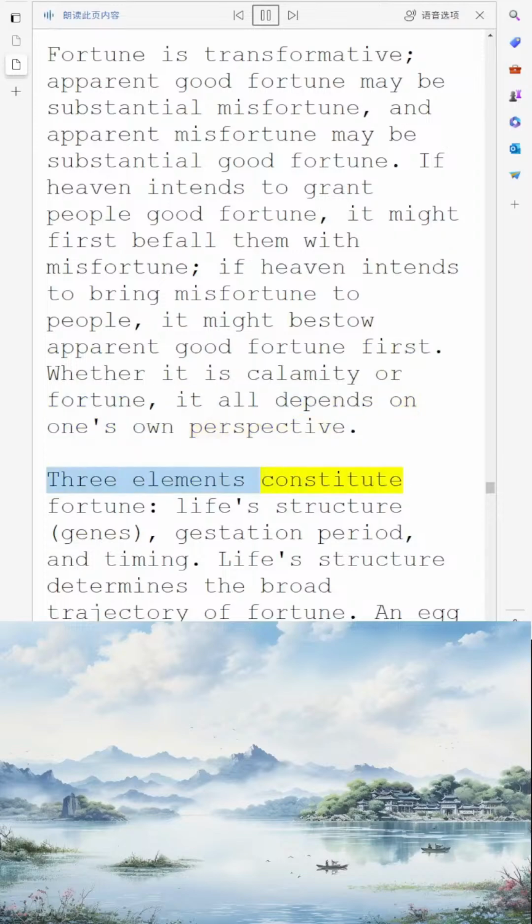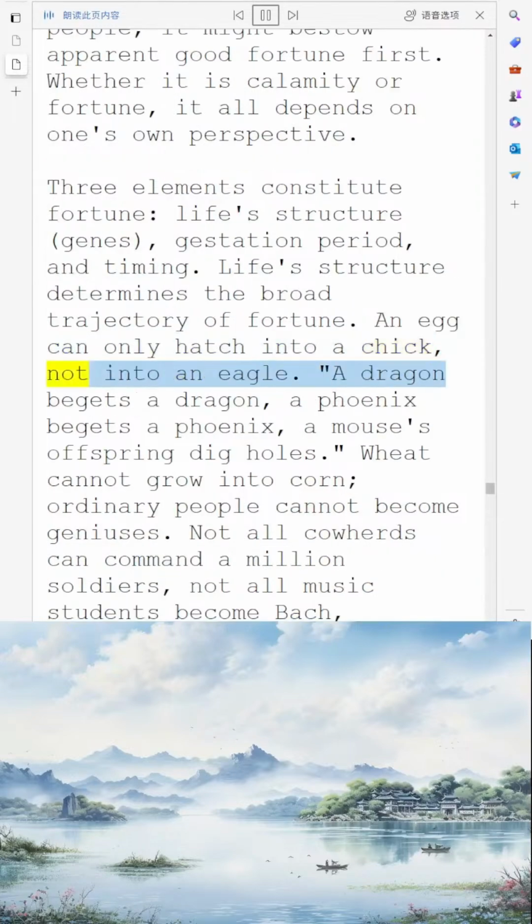Three elements constitute fortune: life structure, gestation period, and timing. Life structure determines the broad trajectory of fortune. An egg can only hatch into a chick, not into an eagle. A dragon begets a dragon. A phoenix begets a phoenix. A mouse's offspring dig holes.